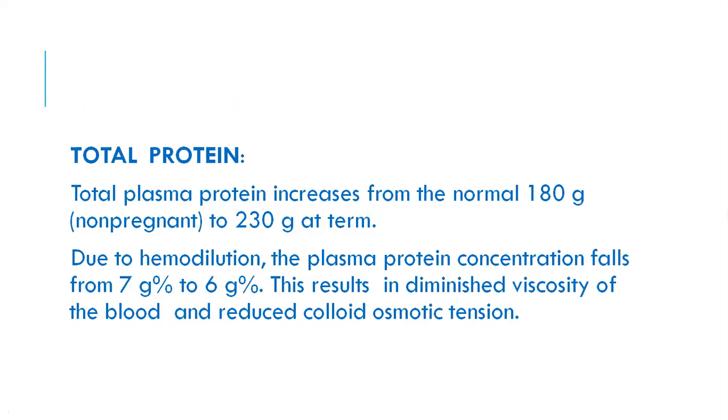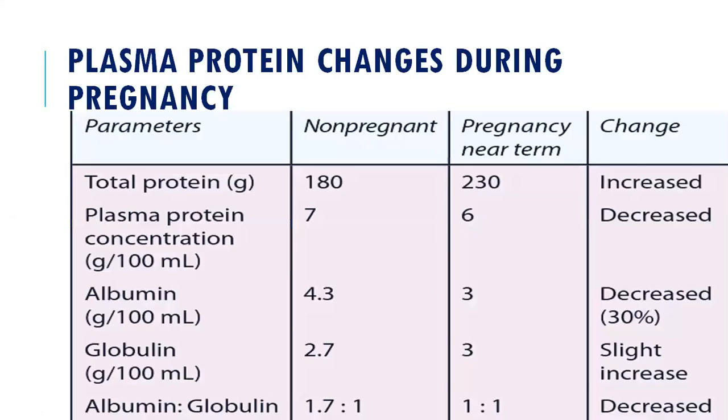Total proteins. What happens to total proteins? Total plasma protein weight increases from a normal 180 grams non-pregnant to 230 grams at term. Due to hemodilution, the plasma protein concentration falls from 7 grams to 6 grams. This results in diminished viscosity of the blood and reduced osmotic tension. So this is the plasma protein changes during pregnancy.